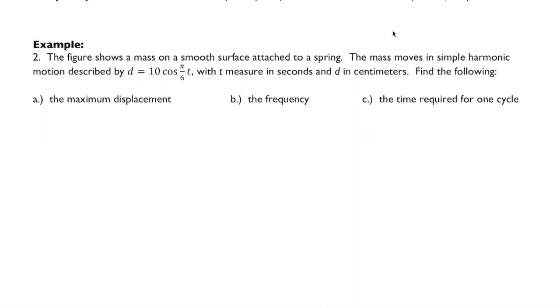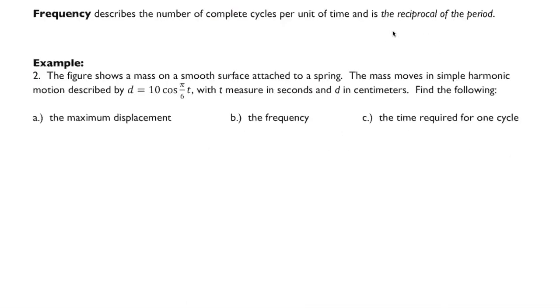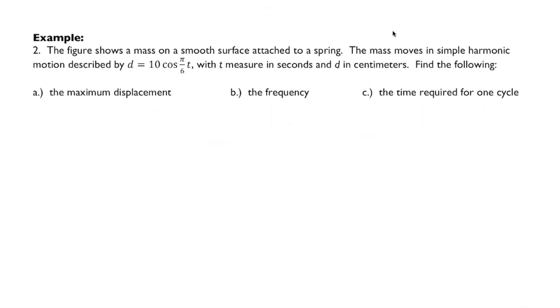Number 2, the figure shows a mass on a smooth surface attached to a spring. There's actually not a figure attached here, but we can still answer it. The mass moves in simple harmonic motion described by D equals 10 cosine pi 6t, with t measured in seconds and d in centimeters. Find the following. Okay, maximum displacement. Remember, that's the absolute value of A. So the answer here is 10. And since we're measuring D in centimeters, the maximum displacement is 10 centimeters from its original equilibrium resting position.